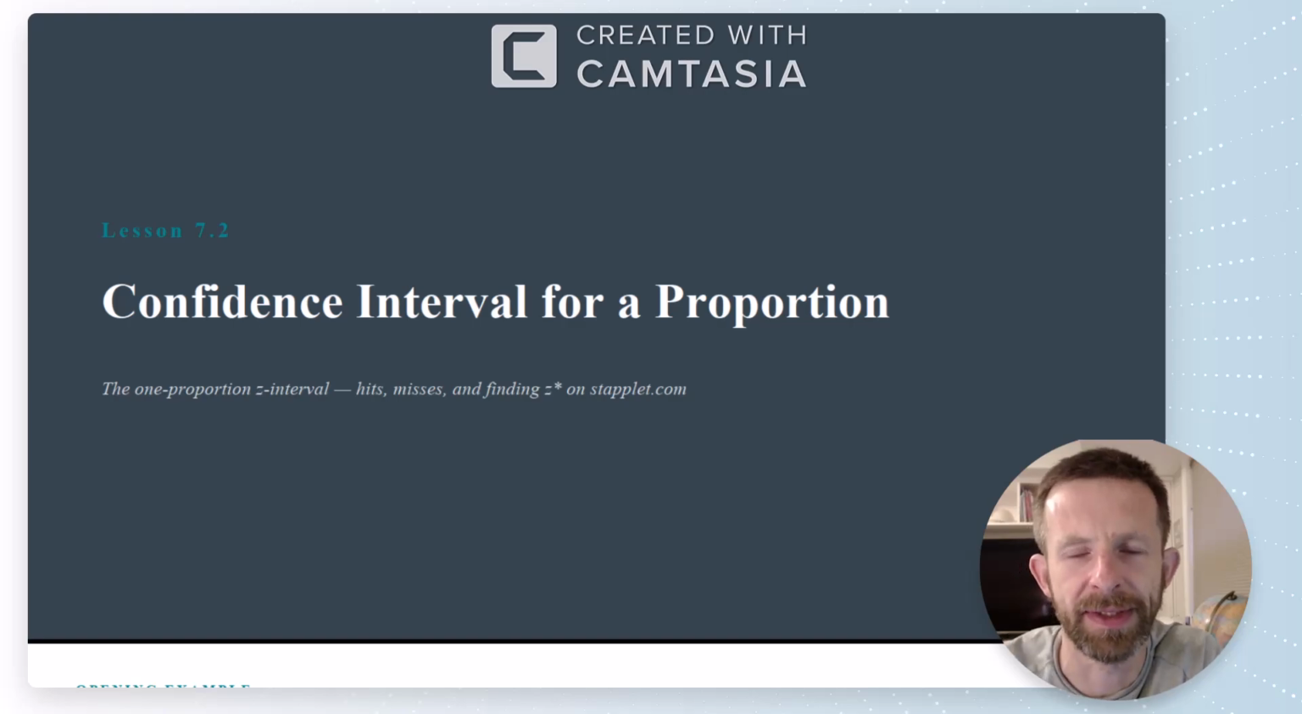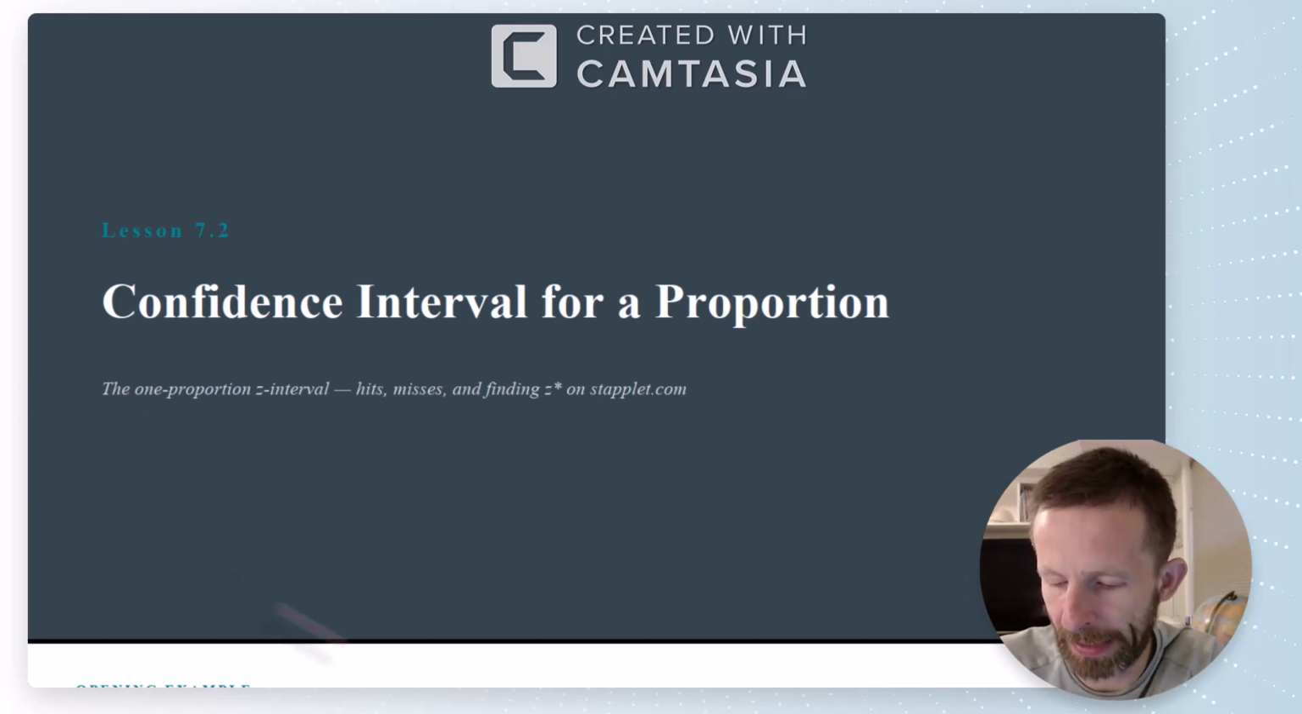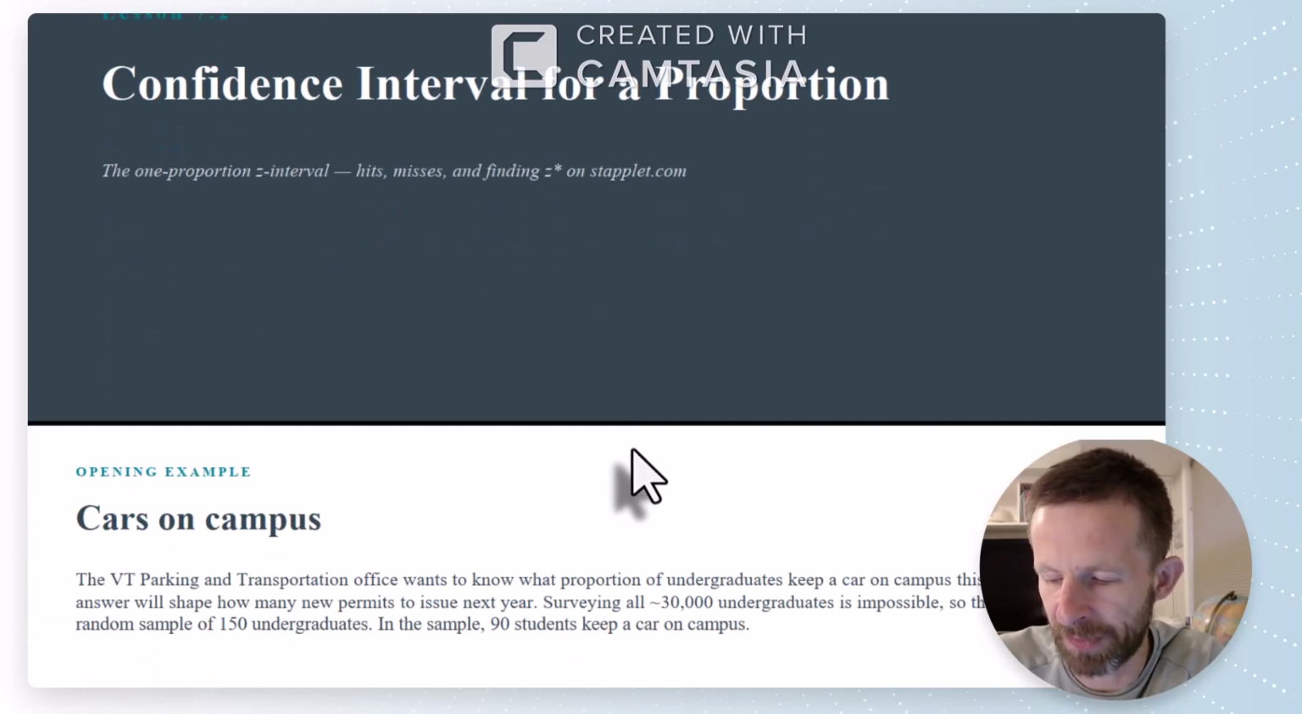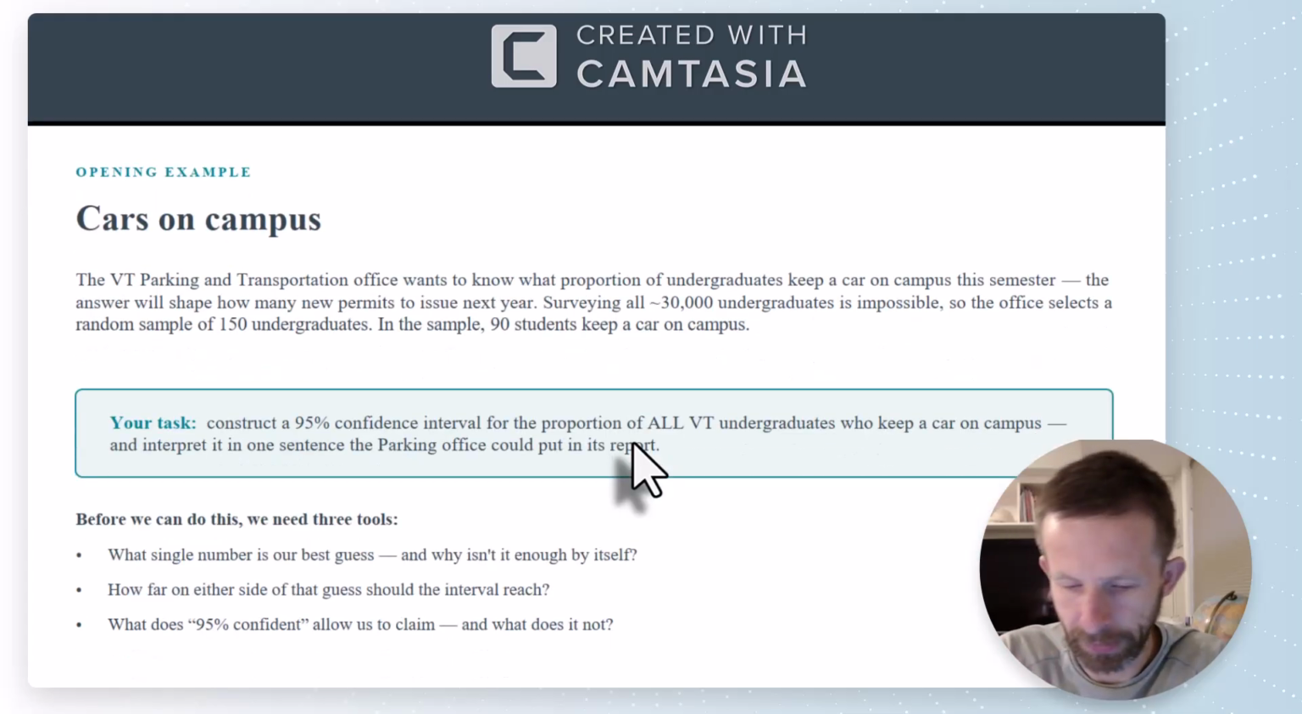Hey guys, welcome to lesson 7.2, where we look at how to construct a confidence interval for proportion. So let's start with an example.